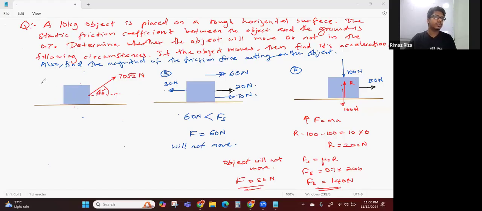70 root 2 newtons. Question number 7. So the force is acting on this object, making an angle of 45 degrees to the horizontal. Okay, so first state whether the object will move or not.